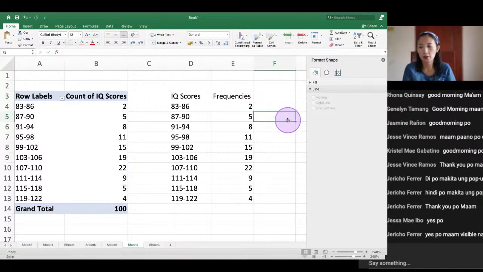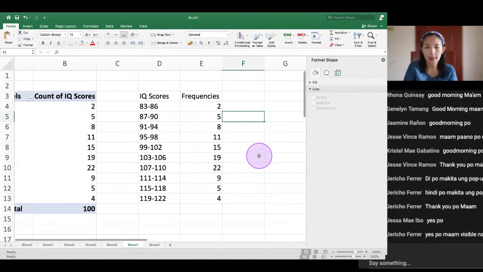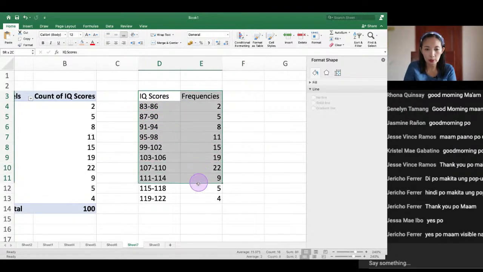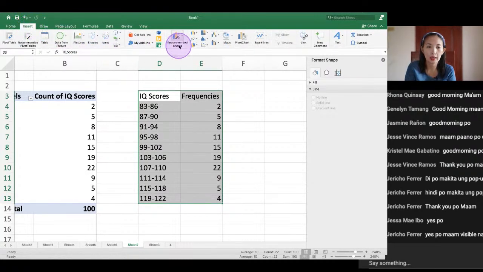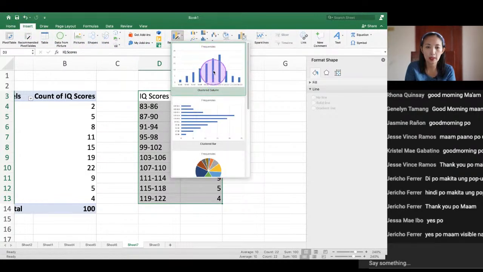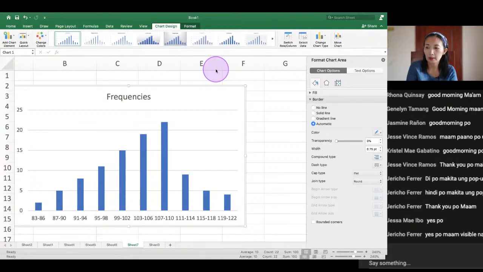Okay, so what are we going to do now? We highlight, including the labels. And then go to Insert, Recommended Chart. We want the vertical bars or vertical columns, clustered column. Click on it. And this will be displayed.